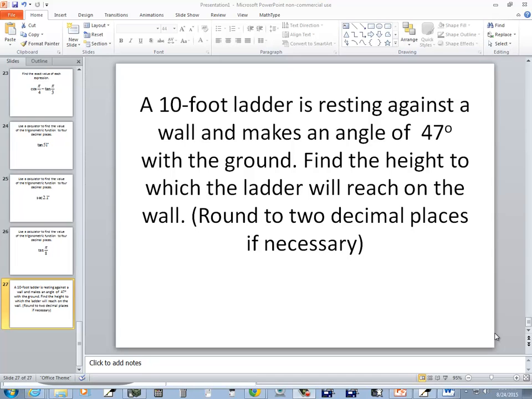This problem says a 10-foot ladder is resting against a wall and makes an angle of 47 degrees with the ground. Find the height to which the ladder will reach on the wall. Round to two decimal places if necessary.